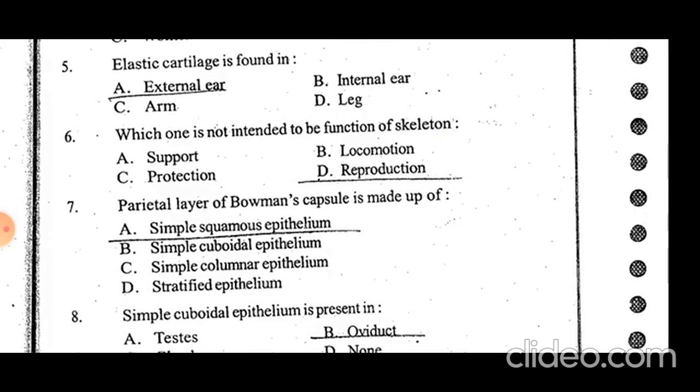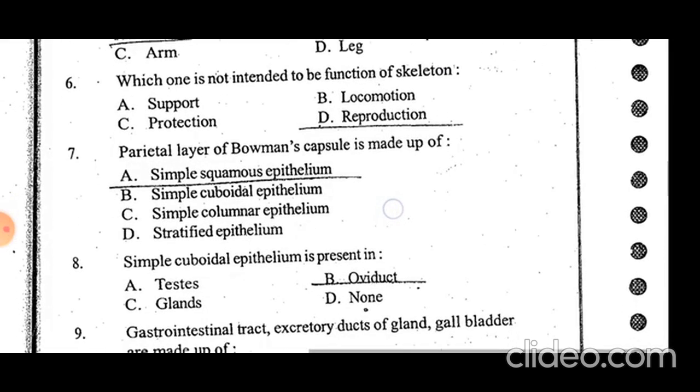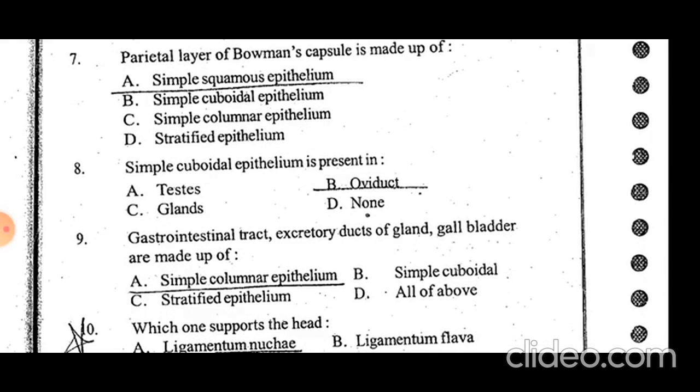Parietal layer of Bowman's capsule is made up of simple squamous epithelium. Simple squamous epithelium also lines the capillaries of the circulatory system. Simple cuboidal epithelium is present in oviduct. Gastrointestinal tract, excretory ducts of gland, and gallbladder are made up of simple columnar epithelium, and the urinary bladder is made up of transitional epithelium. Do not confuse gallbladder with urinary bladder epithelium.